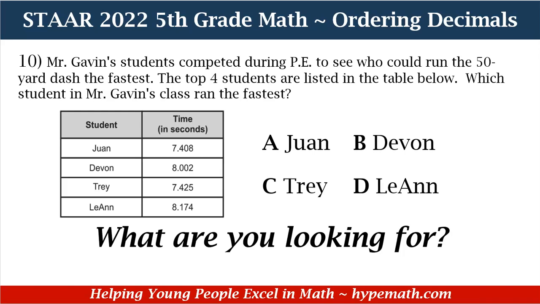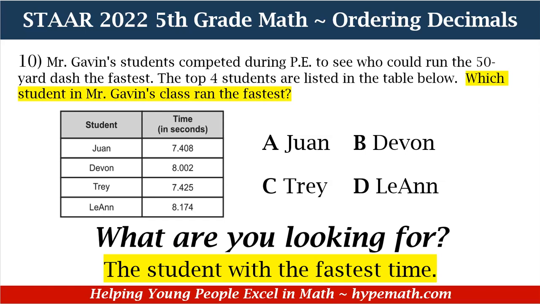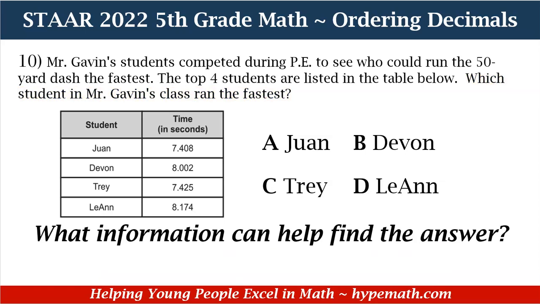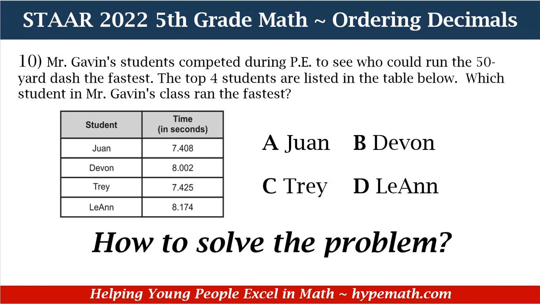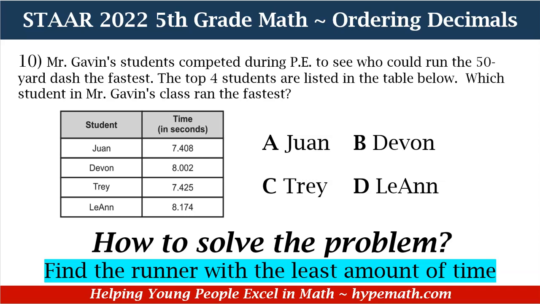So our most important question is, what are we looking for? We are looking for the student with the fastest time. Our second important question is, what information can help us find the answer? The information that can help us is that the fastest time will be the smallest number, okay? The fastest time will be the smallest number. So how are we going to solve the problem? Well, we need to find the runner with the least amount of time. Again, the smallest value.